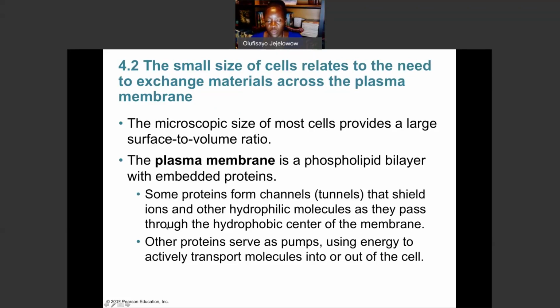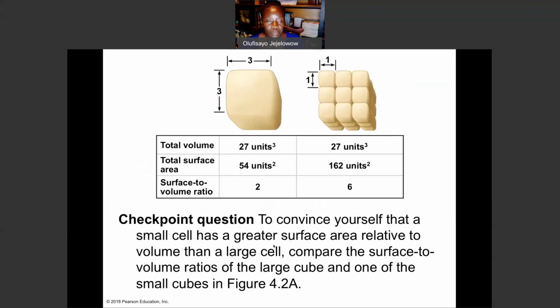In addition to the protein channels, there are other proteins that serve as pumps, using energy to actively transport materials in and out of the cell that otherwise cannot go through the biological membrane, the plasma membrane.